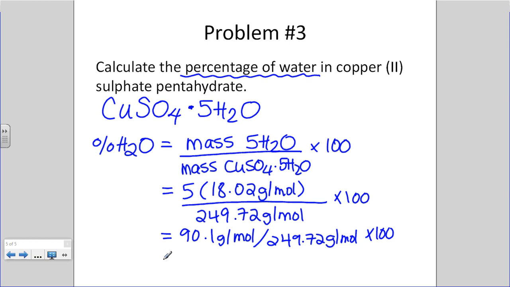And here again, keep 2 places in with no significant digits. You should get about 36.08%. So that means out of all of the samples of copper 2 sulfate pentahydrate, 36% of it approximately is due to water. So there are a few different ways you can calculate percent composition. So hopefully that helps understand that concept.